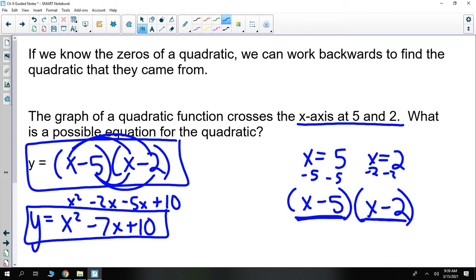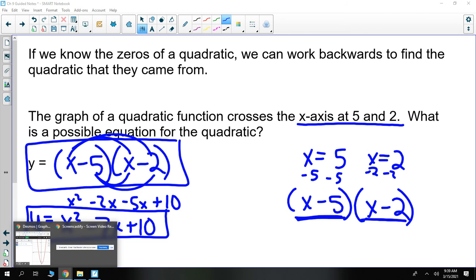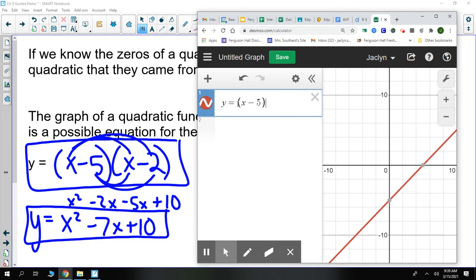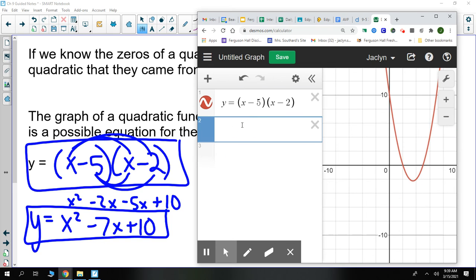Let's see if we're correct. One's in its factored form and the other one is multiplied back to be in its standard form. So let's double check that we're right. X minus 5, x minus 2. And then I have x squared minus 7x plus 10. What do you notice about these two? They are equivalent. Now remember, there are an infinite number of quadratics that could go through here.